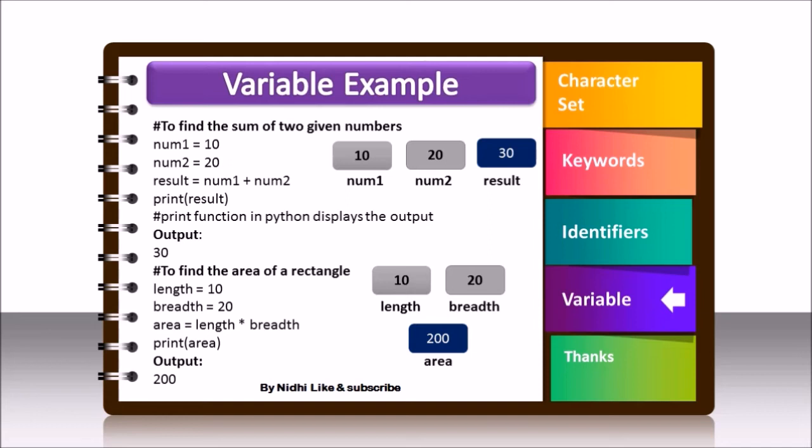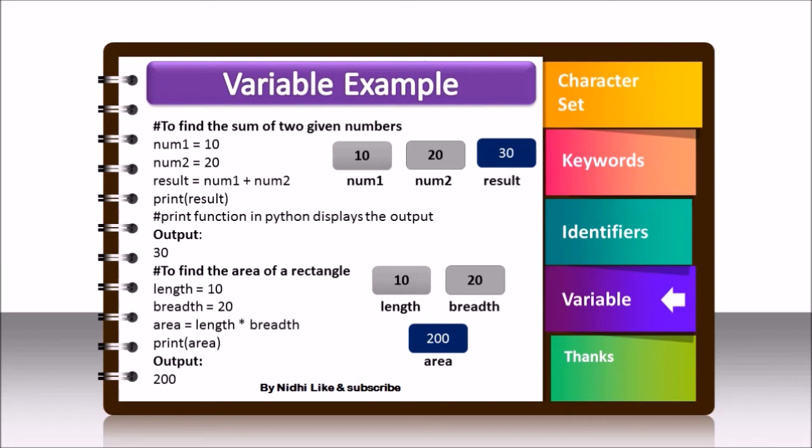So see here, num1 is equal to 10. That means we have a variable named num1, and we are assigning it the value 10. num2 is also a variable, and we are assigning the value 20 to num2. result is also a variable, and we are assigning it the value num1 plus num2. Now we have the sum in the result variable, and now we are printing the value stored in result. So the result we get is 30. 10 plus 20 is equal to 30. So we are getting 30 as an output.